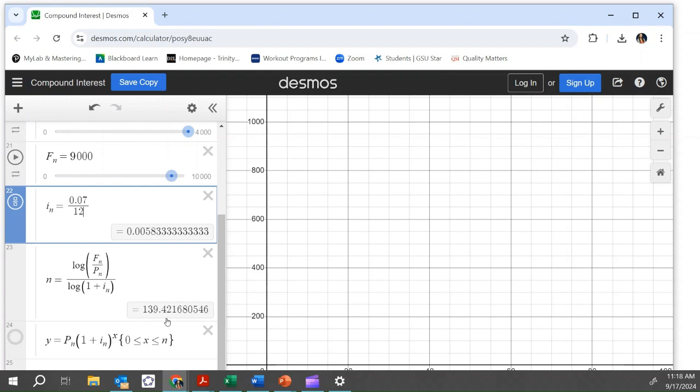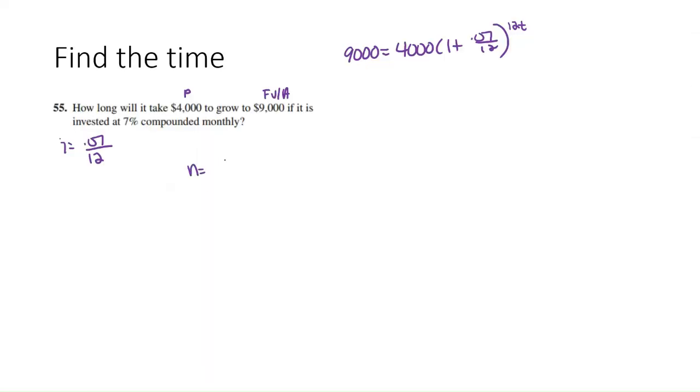And we are going to get here 139.4. Now, we need to think about this in terms of the problem. So N was 139.4. What we calculated was monthly. So this is months. If this was quarterly, this would be quarters. And then what you could do is you could turn this back into years. So I could divide by 12, because there's 12 months in a year, and get about 11.6 years that it would take my $4,000 to grow to 9,000 at 7% compounded monthly.